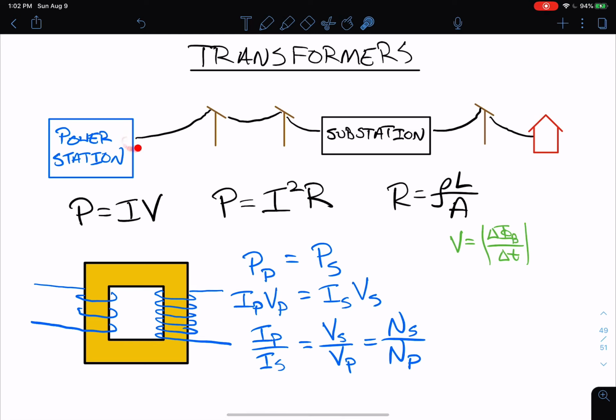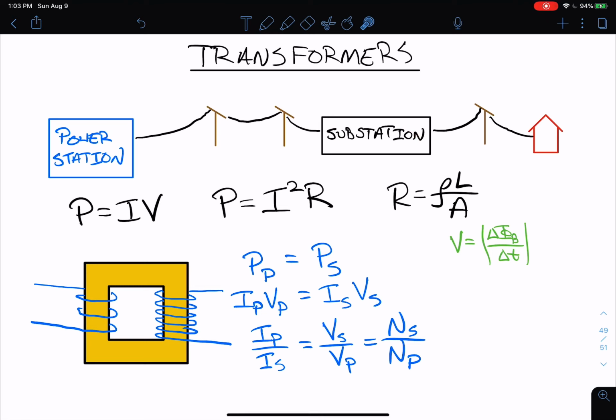There are transformers here over at the power station, which are step-up transformers. They step up the voltage and simultaneously lower the current. And so you've got high voltage power lines all the way to the substation. Then at the substation, there can be transformers there. And these are usually step-down transformers if they are there. And so the substation will have some step-down transformers.